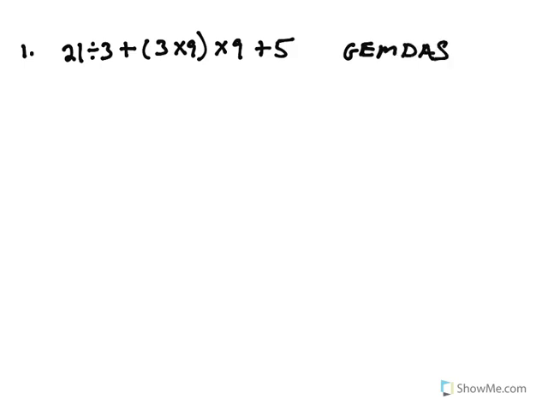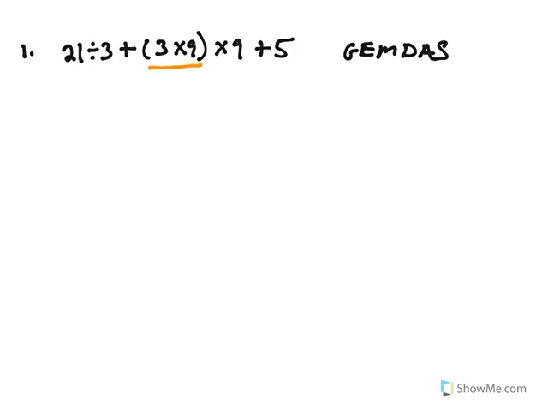So we need to identify any grouping terms because those need to be cleared first, okay? We need to do grouping terms. So you read it from left to right, 21 divided by 3. There's no parentheses there. We're going to add, in parentheses, 3 times 9. So 3 times 9, okay, should be dealt with first.